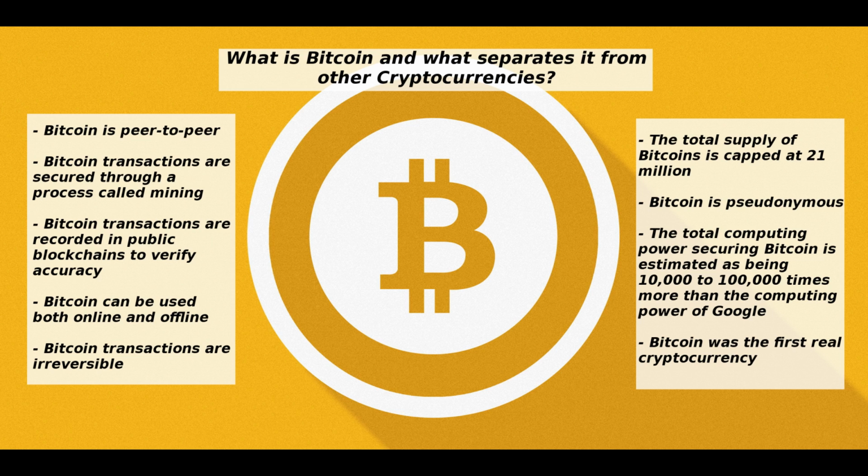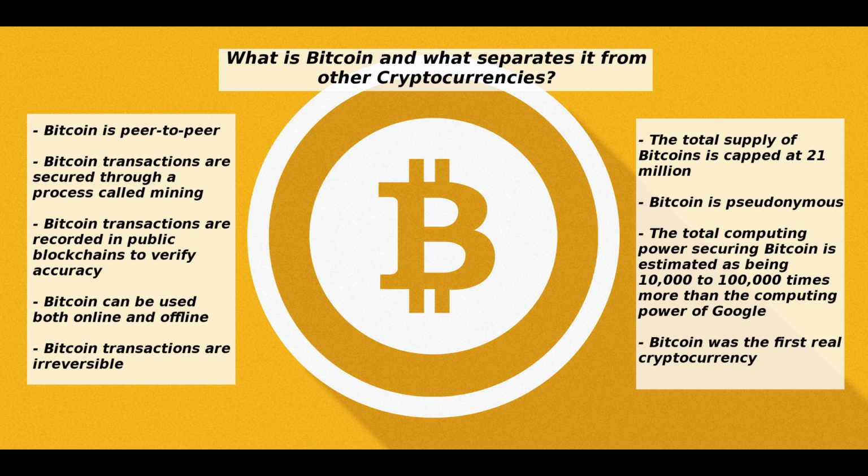The next point is a very interesting one, and that's that the total computing power of Bitcoin is estimated as being 10,000 to 100,000 times more powerful than the computing power at Google. Now, Google doesn't publicly release their computing power, so you can only estimate how much more powerful the Bitcoin network is than Google. But just think about how much computing power Google needs to run what they do. They've got an incredible business going on, but they're not even close to the computing power behind Bitcoin.